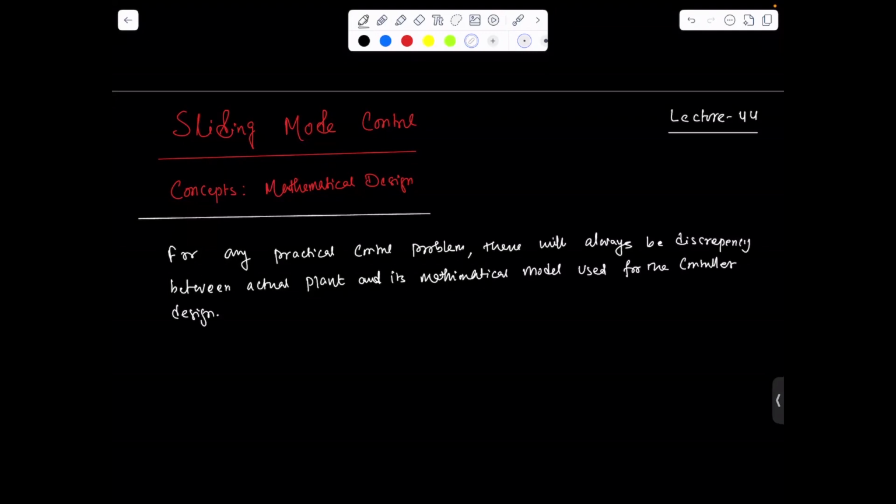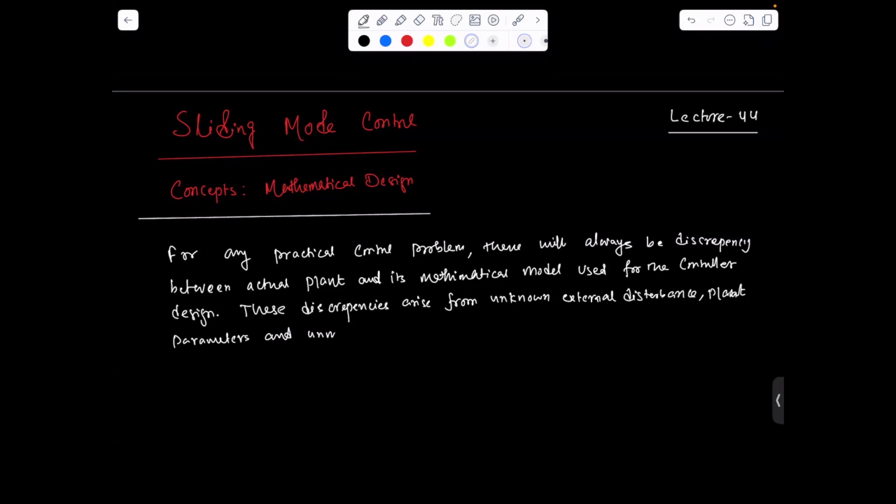These discrepancies arise from unknown external disturbance, plant parameters, and unmodeled dynamics.